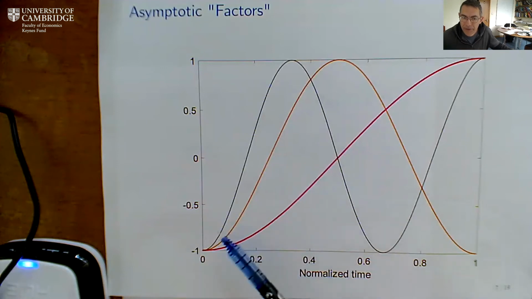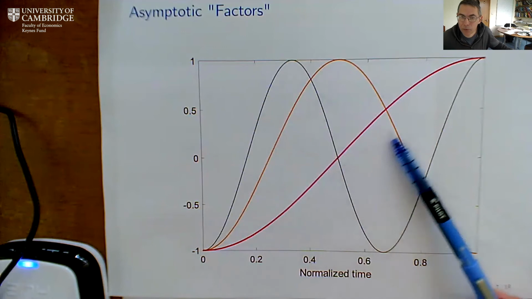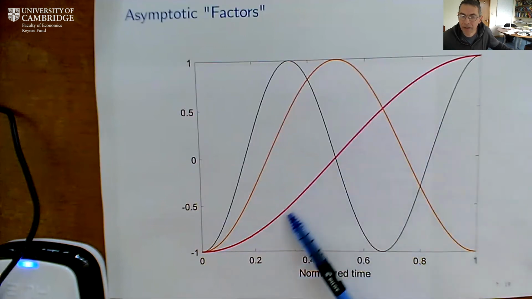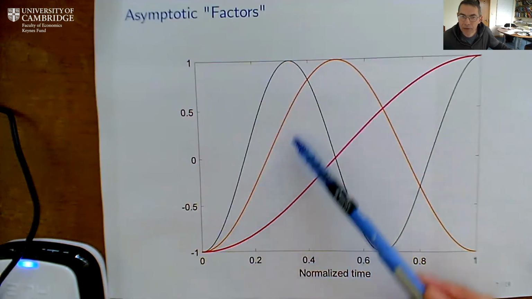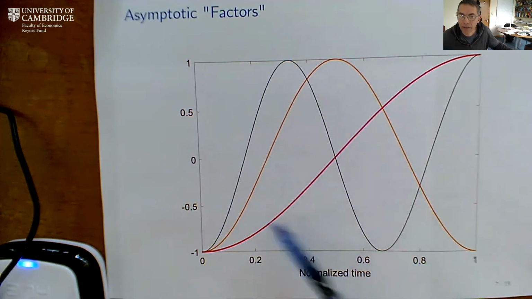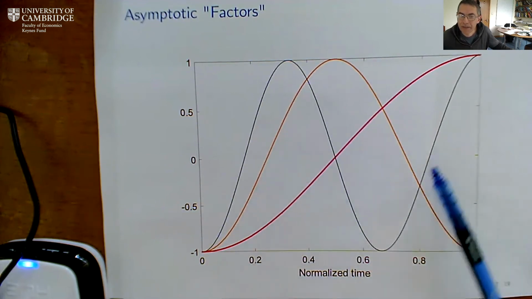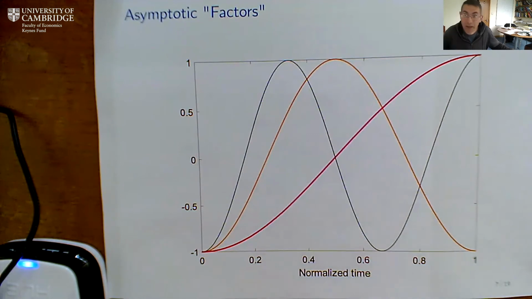So the first cosine wave looks like a linear trend, really. The second looks like a quadratic trend. And the third looks like cubic, etc. So these are, if you'd like, trigonometric versions of trends.